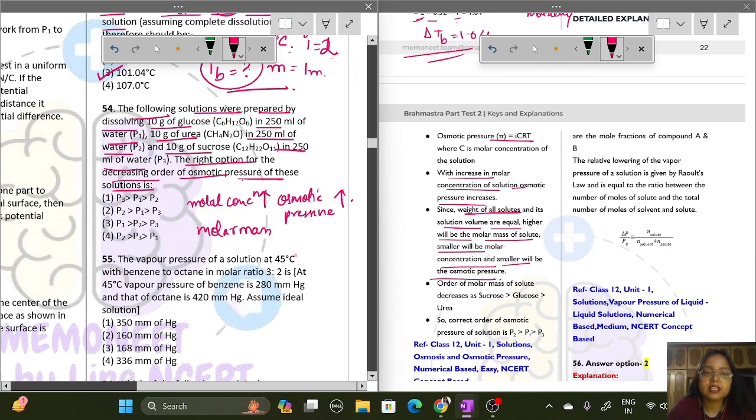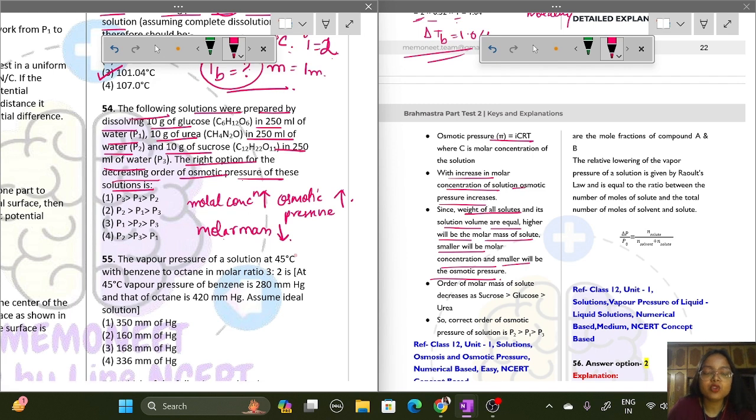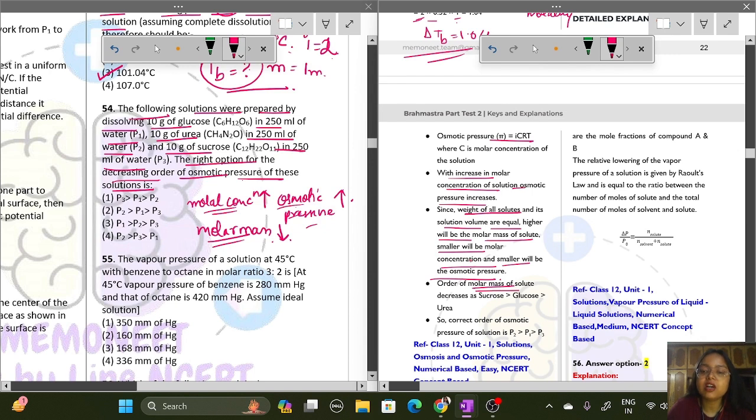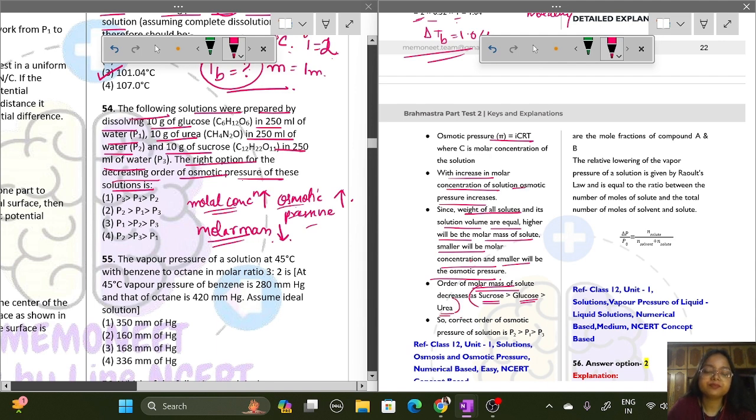The compound having the lower molar mass will have more molar concentration and more osmotic pressure. Here we have to find which has the greatest molar concentration, that solution will have the greatest osmotic pressure, which means it should have the least molar mass. In the order of molar mass, sucrose has the greatest molar mass, then glucose, then urea. So the order of osmotic pressure should be reversed.